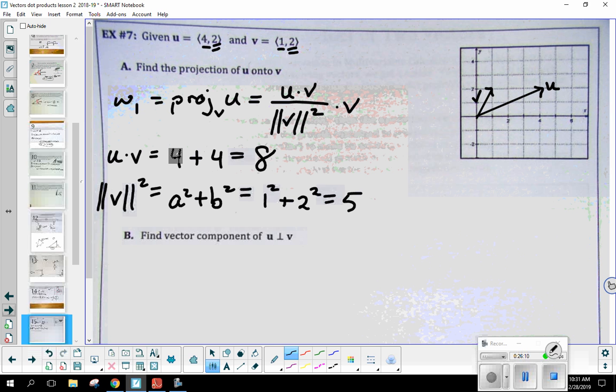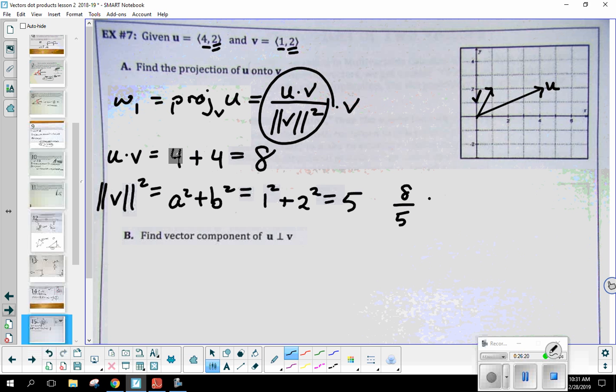Okay, remember those 2 items right there, that's the majority of your formula. Okay, all I need to do now is take the dot product divided by the squared magnitude and multiply it by v, which is 1, 2. And if I do that, what do I end up with?